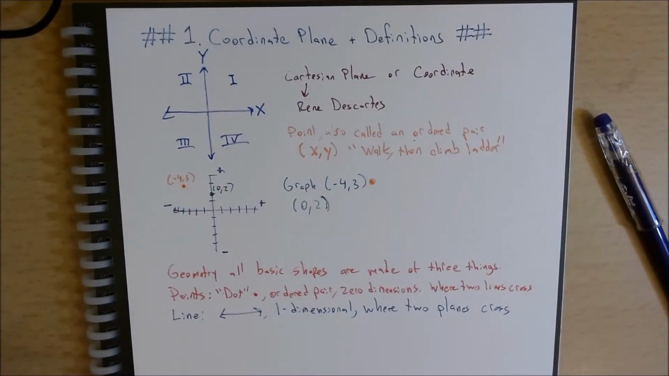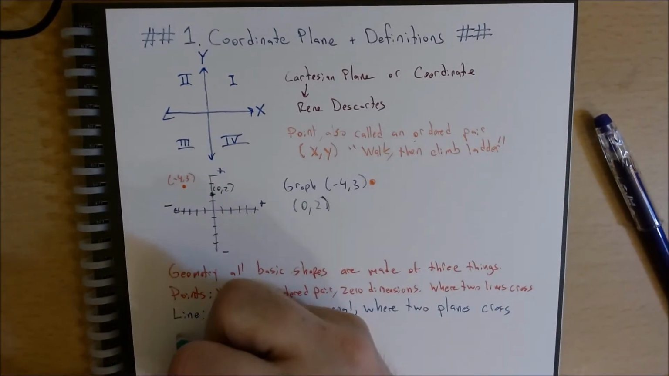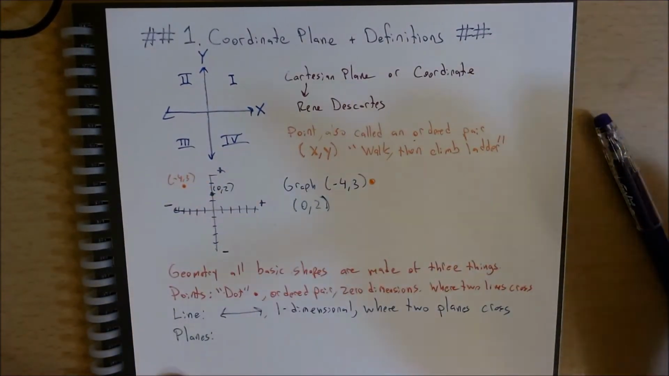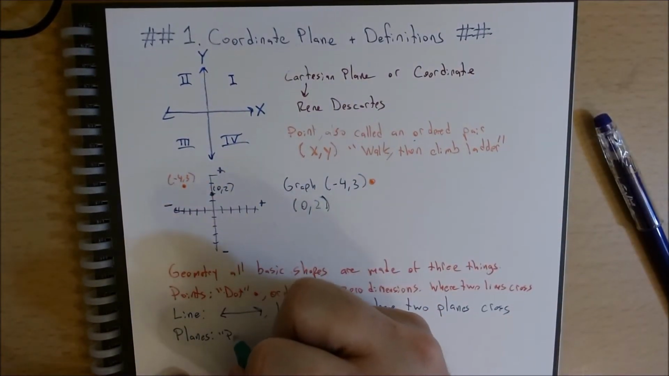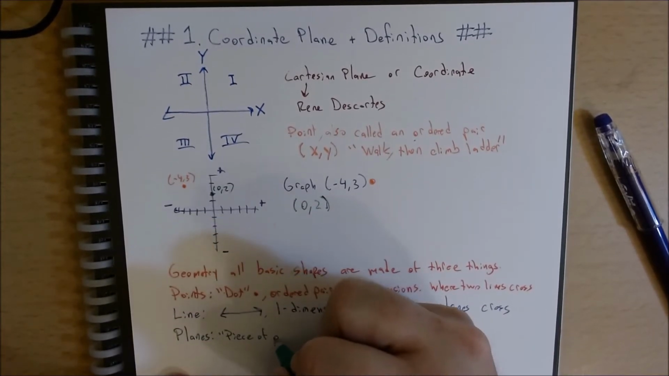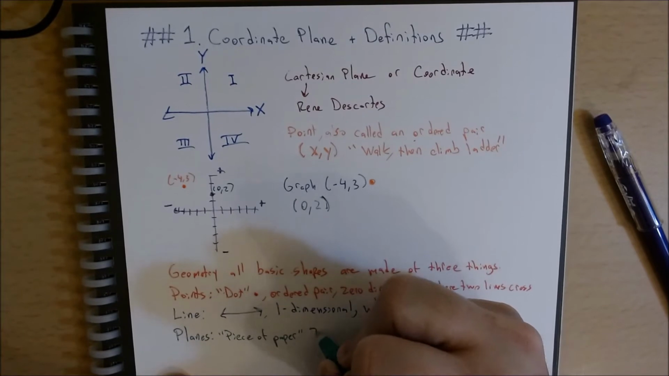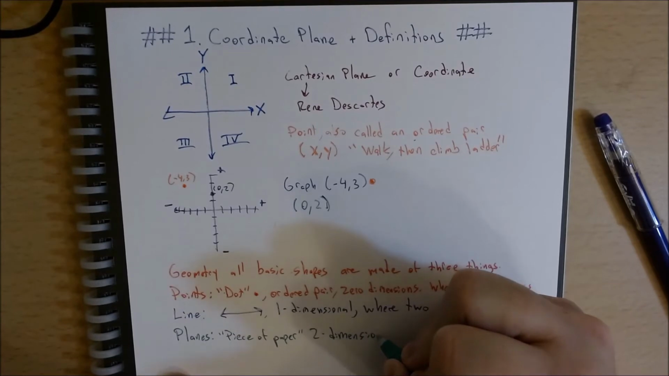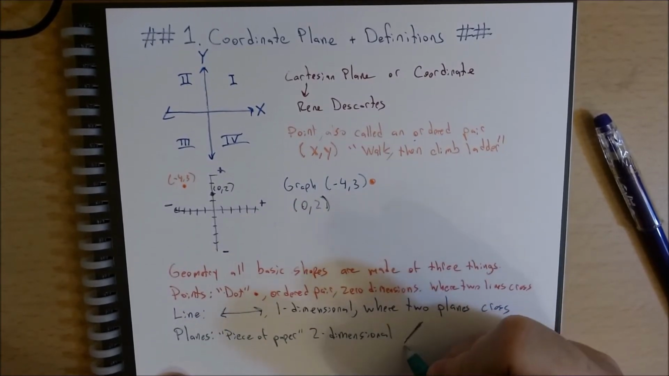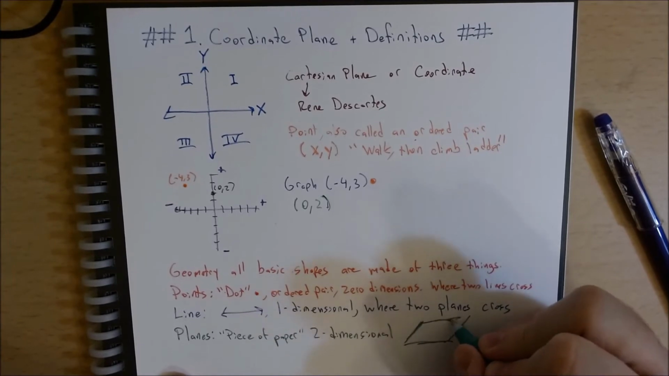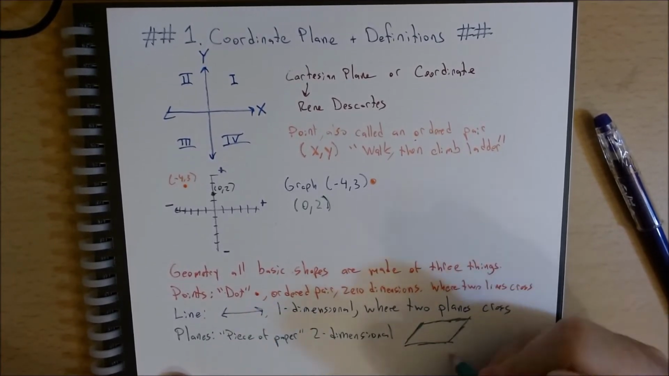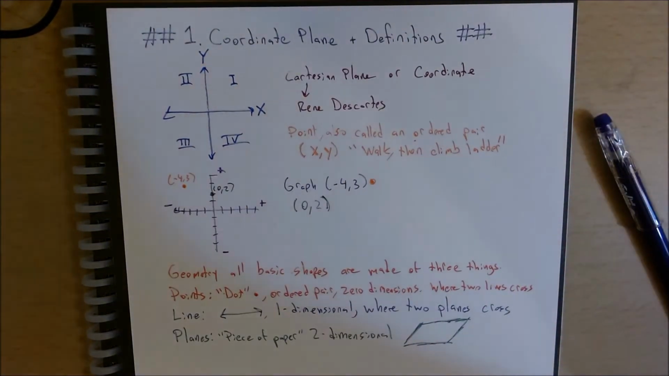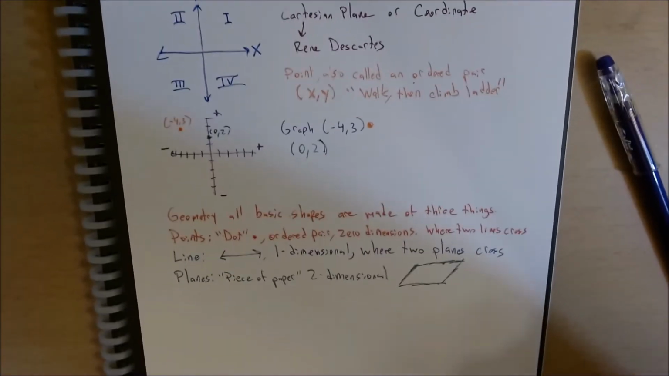And lastly, planes. It's basically a piece of paper. It's two-dimensional, which means it has length and width. And usually you draw it like a parallelogram. So it has length and it has width. So literally a piece of paper. Alright. That's the basics of what everything in geometry is made of.